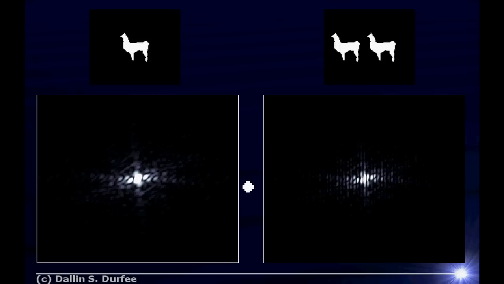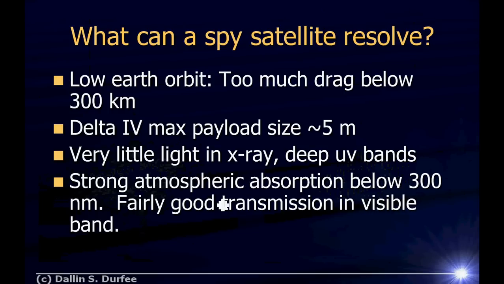Okay. Now, more than you need to know about resolving power of telescopes. Let's just do a little toy problem here. Let's figure out what a spy satellite can resolve.